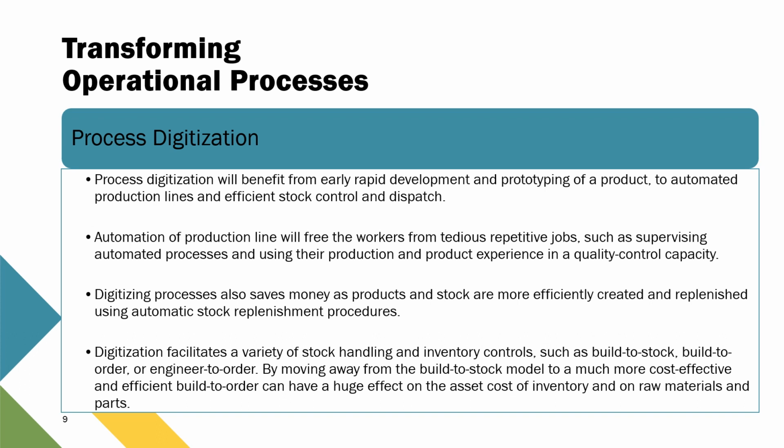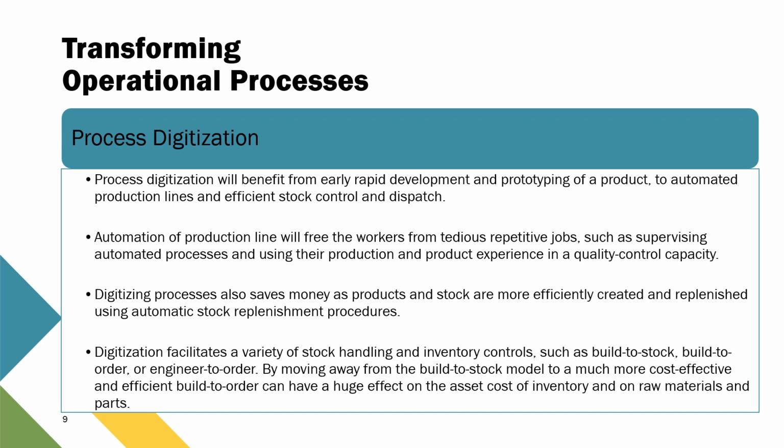Digitizing processes will also save money as product and stock are more efficiently created. If we are using digitizing processes, then we can prevent errors, and also reduce the production time. Digitization also facilitates a variety of stock handling and inventory control, for example build to stock, build to order, or engineer to order. There will be a system that helps us to manage the people, the stock, and also the machine itself.